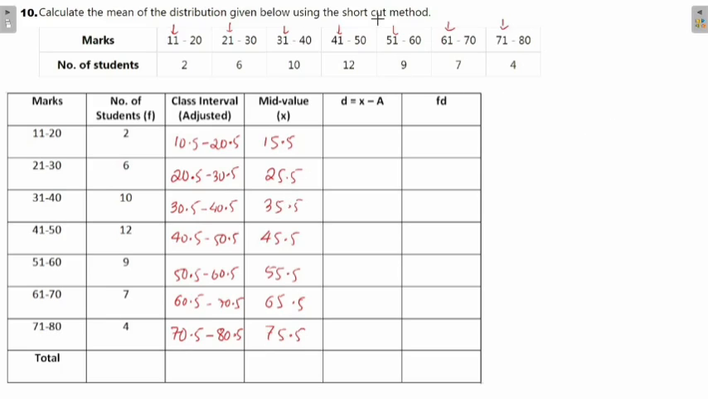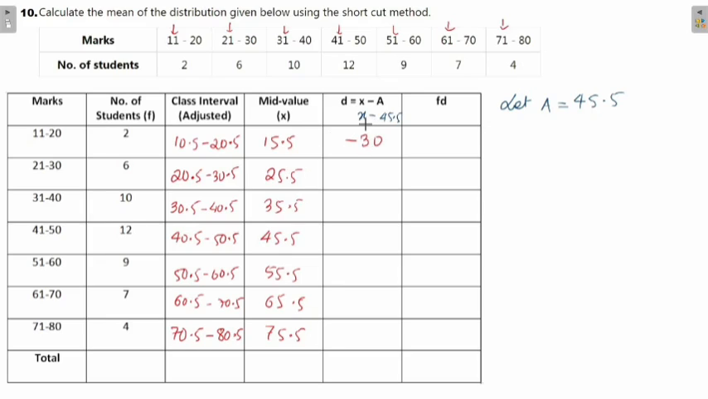Now as the question is asking you to solve this using the shortcut method, you need to take the assumed mean. So let me take the assumed mean, that is A, to be 45.5. Now let's calculate d, that is x minus A. We have 15.5 minus 45.5, which equals minus 30.